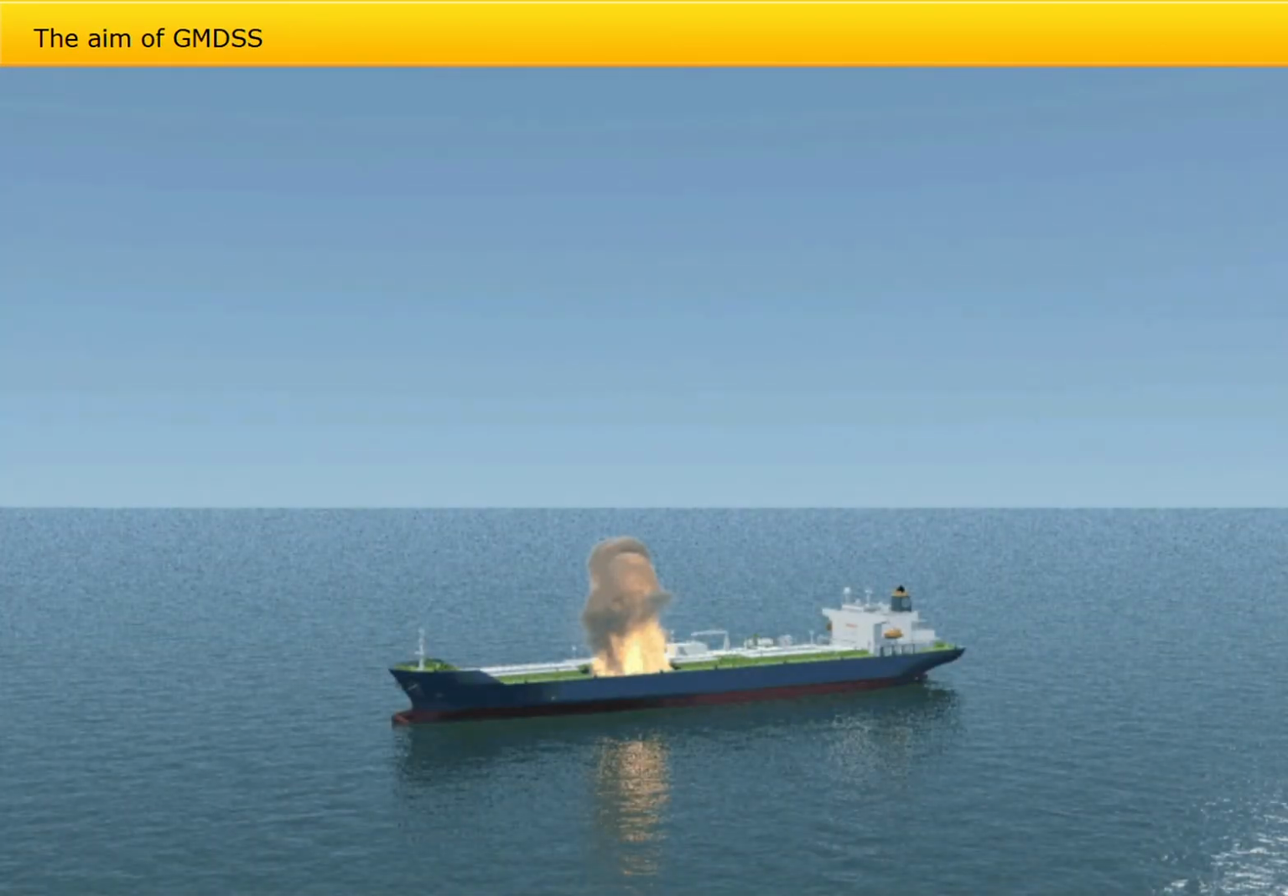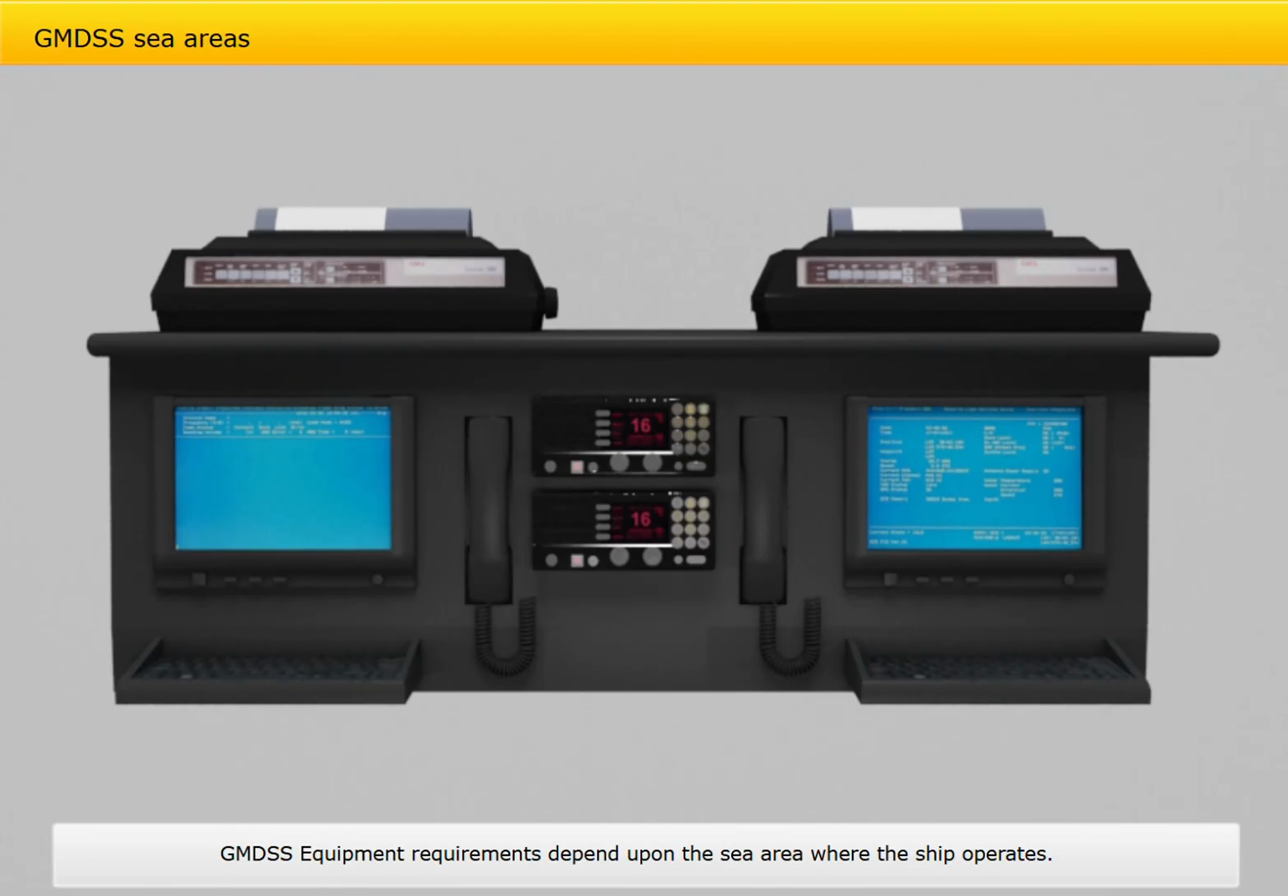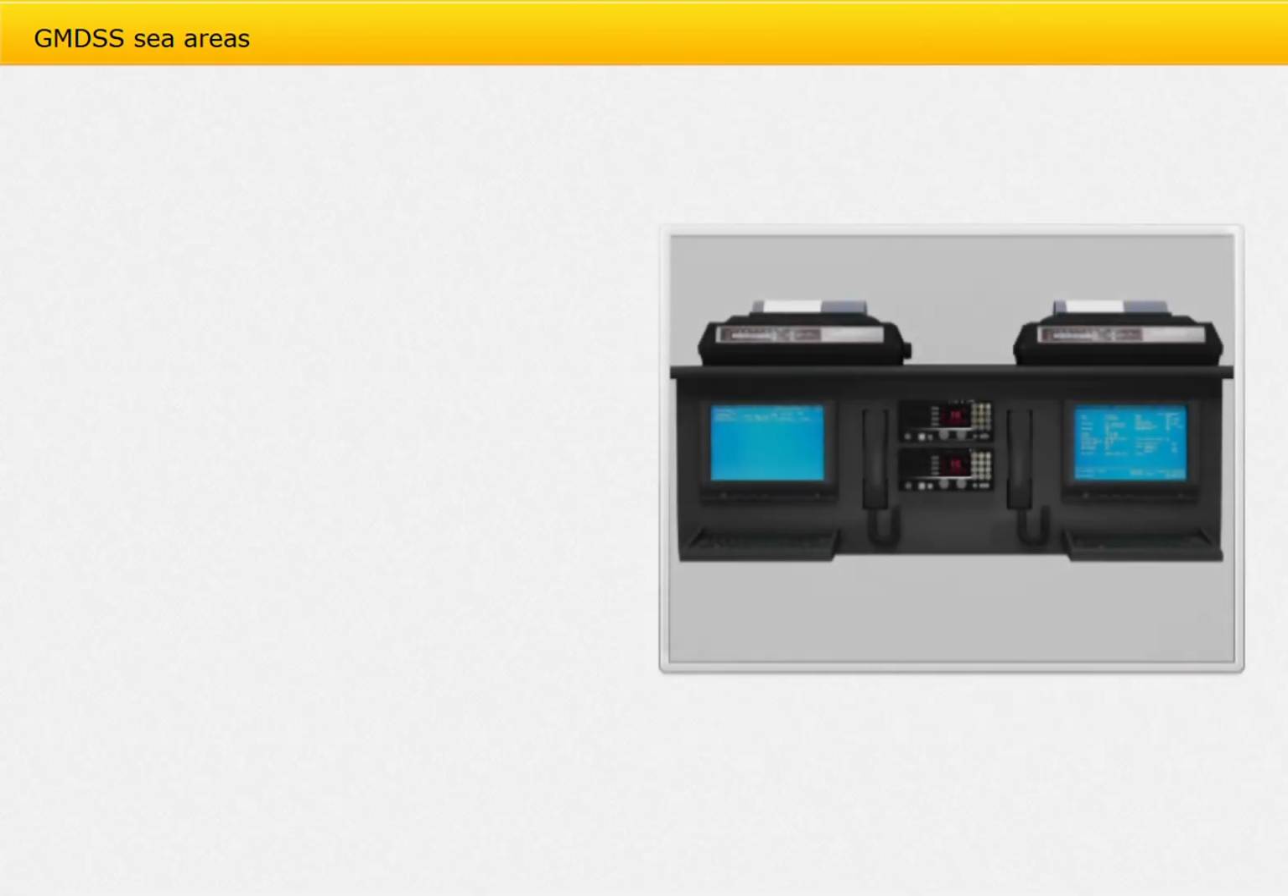The aim of GMDSS is that when a craft sends a distress signal, shipping in the nearby area and search and rescue authorities ashore are informed of the distress. A coordinated search and rescue operation can then be started as soon as possible. The quantity and coverage of GMDSS equipment will depend on the sea areas the ship operates in. Make sure you know where each sea area is by clicking on each one in turn.